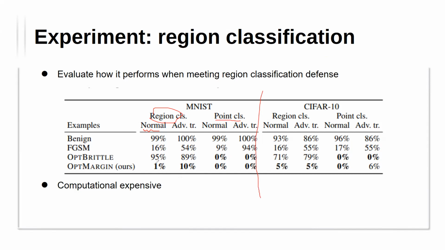So the region. The value is the accuracy rate, right? Accuracy after the attack. I think it should be the success rate for the attack against the region classification. So if it's 1%, that means the region classifier fails most of the time, fails 99%.